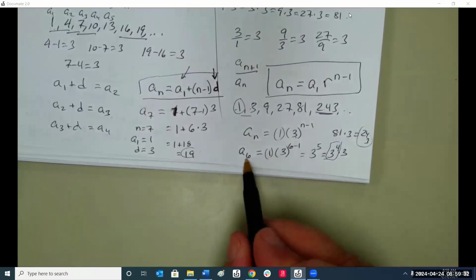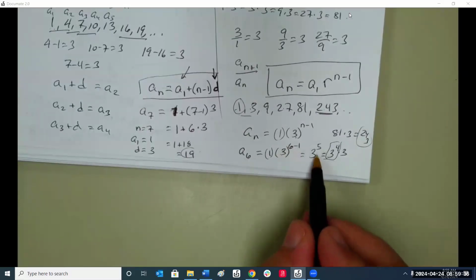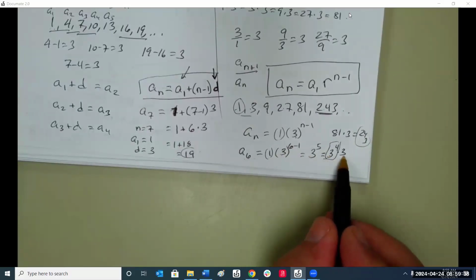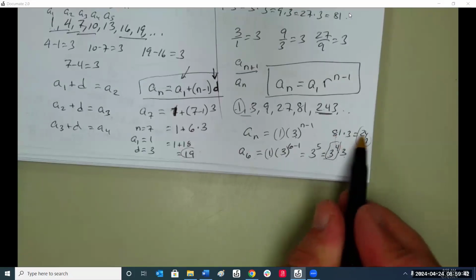So a sub 6 is 3 to the 6 minus 1, which is 3 to the 5th. 3 to the 5th is 3 to the 4th times 3. 3 to the 4th is 81. 81 times 3 is 243.